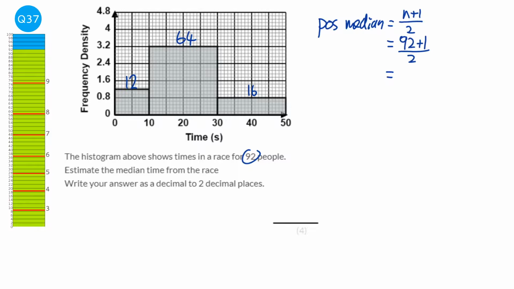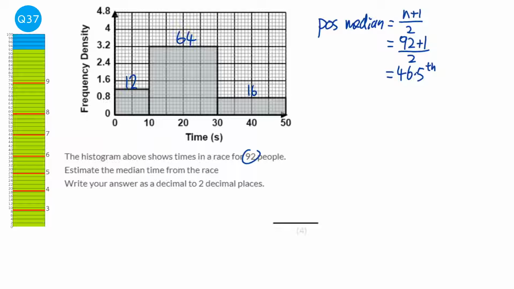And so that's going to be 93 divided by 2, which will be 46.5. So the median will be in the 46.5th position. Okay, so where is 46.5?